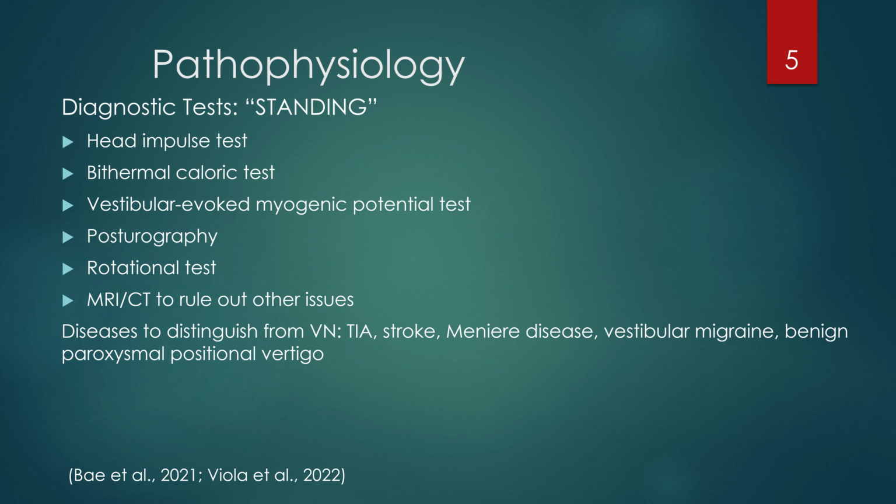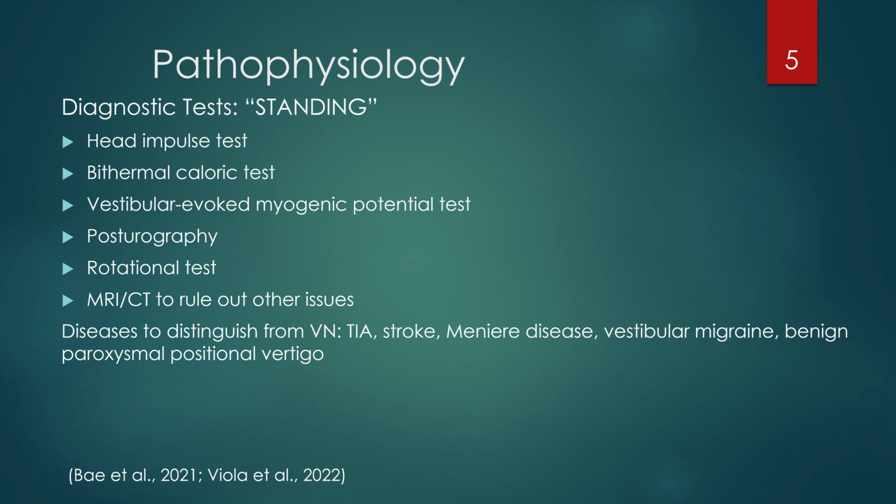Some of the diagnostic tests include head impulse tests, thermal caloric tests, vestibular evoked myogenic potentials or VEMP tests, posturography, rotational tests, and MRI or CT scans. A head impulse test is a bedside test of the higher frequency vestibular ocular reflex, performed by observing corrective eye movements after grasping the patient's head and applying a brief, high acceleration side to side head turn. Corrective rapid eye movements, or saccades, are a sign of decreased vestibular response.